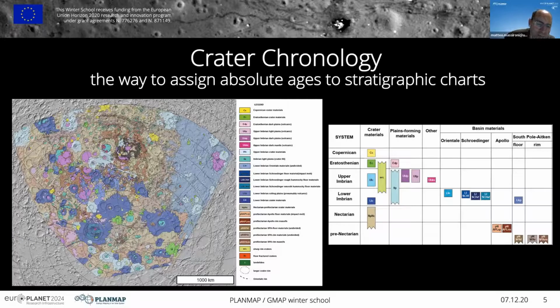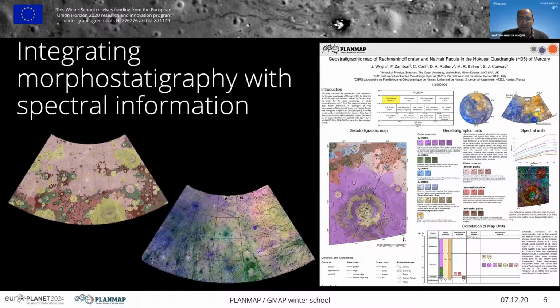So how the surfaces of a planetary body can be dated using the crater density. Lucia has already told about it, and in a few minutes, Harry will explain it widely. And you will do a practical activity on it tomorrow. Then there will be a practical activity about the integration of morphostratigraphy with spectral information.